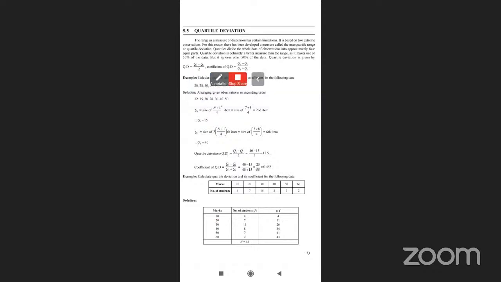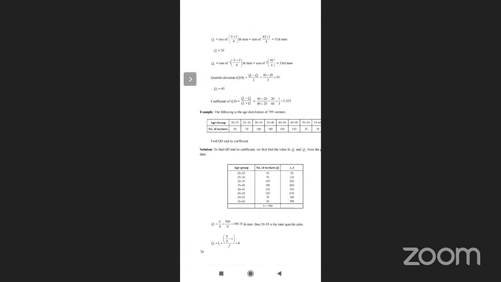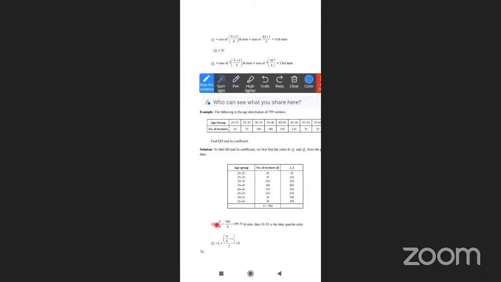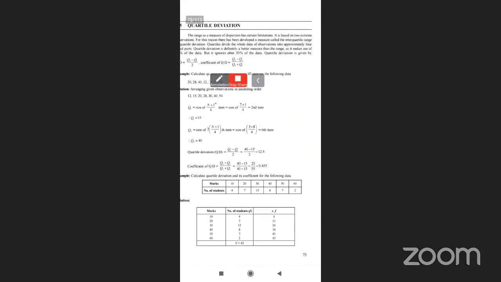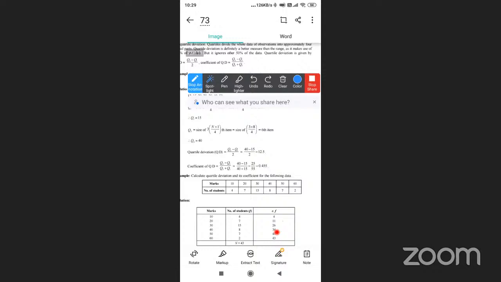Okay. Now, if you are not understanding this solution, again you can see for Q3. Q3 is the size of 3 into (n plus 1) by 4th item. That is 3 into 44 by 4, that is the 33rd item. The 33rd item you can check in CF. In CF, the 33rd item is here. 33 is not there in 11, not in 26, but in 34 it is there, so 40 is the Q3. Q3 is 40. Q1 is 20.